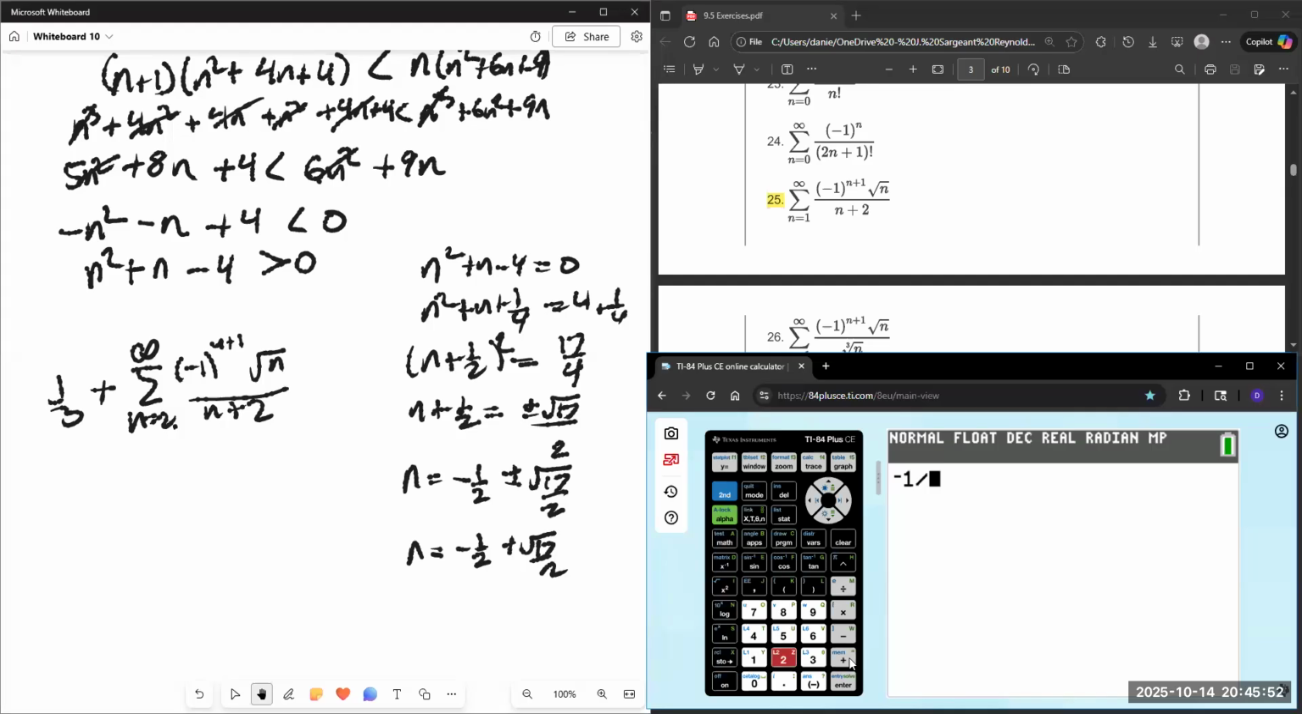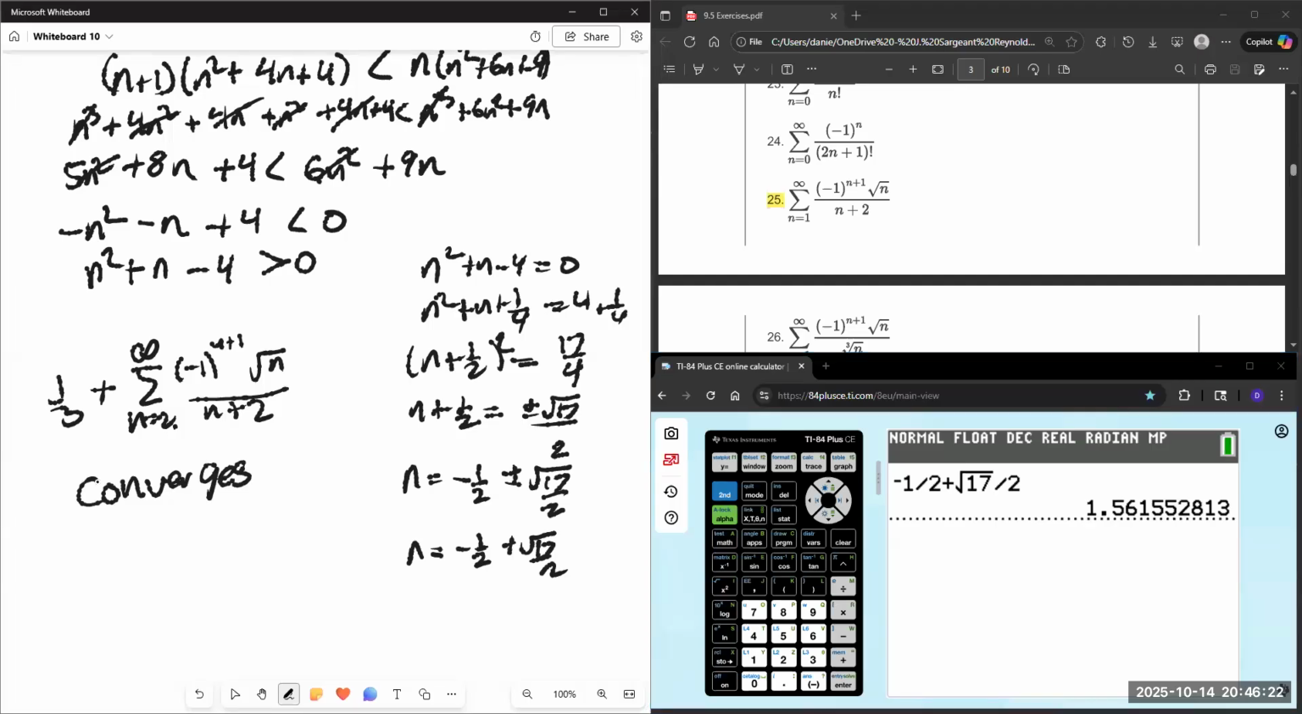negative 1/2 plus root 17 over 2. See, that means that I'm good. Once I get to 2, it should be decreasing from there. So this will meet the conditions for convergence. That single term there, or any finite number of terms there, won't change the convergence. So this converges now by the alternating series test.